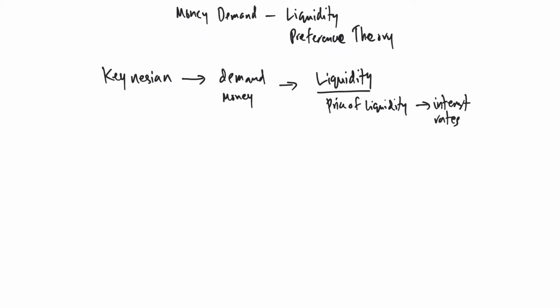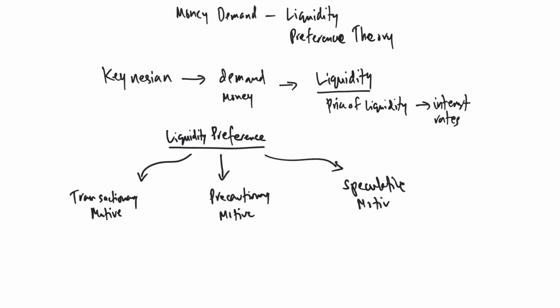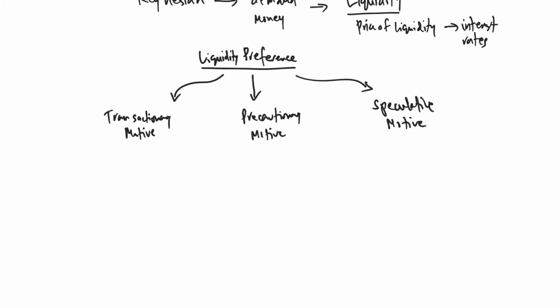Now when you look at the need for liquidity, liquidity preference has three reasons. Number one is what we call transactionary demand or transactionary motive for holding money. Number two is what we call precautionary motive for holding money, and the last one is what we call speculative motive. So these are the three reasons why people would be holding money balances. Let's discuss this in detail.